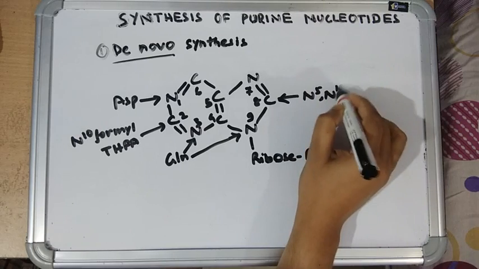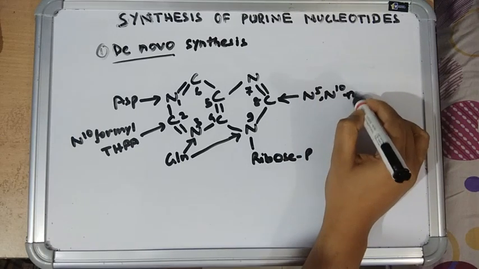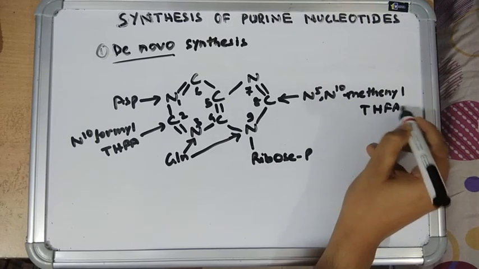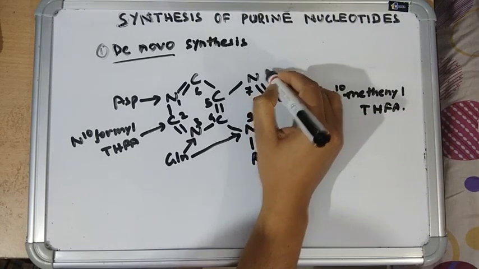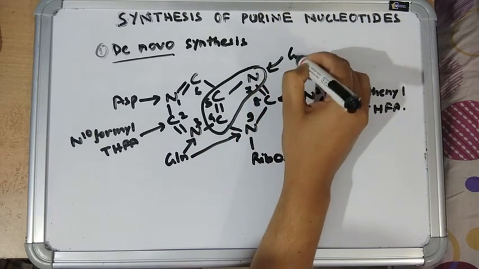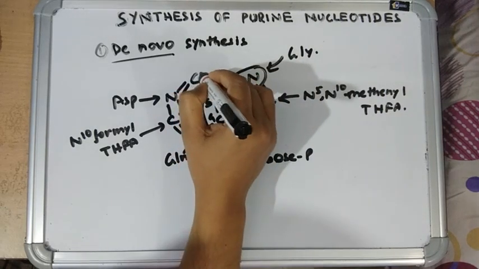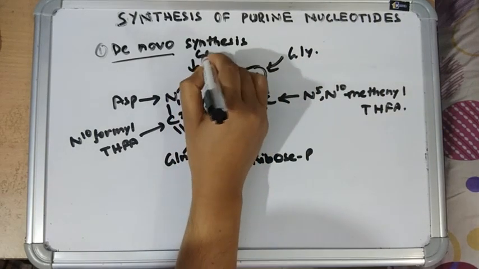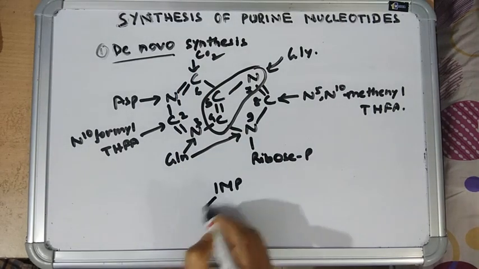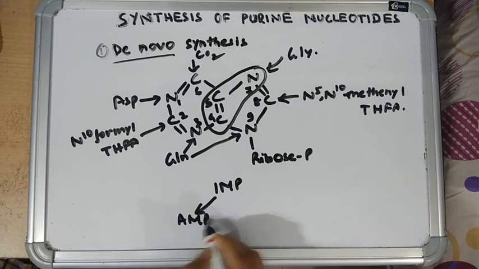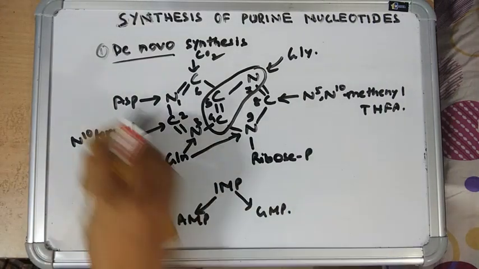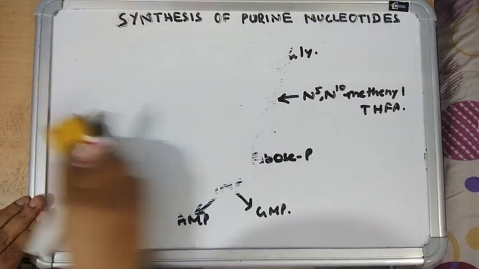The source of C8 is N5, N10 methenyl tetrahydrofolic acid. The source of N7, C4 and C5 is glycine, and the source of C6 is respiratory carbon dioxide. Now first IMP is formed, and from IMP, AMP and GMP are formed. Now we will go through the reactions of purine synthesis.